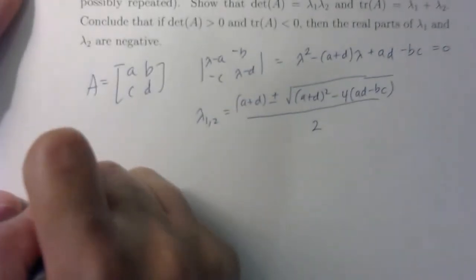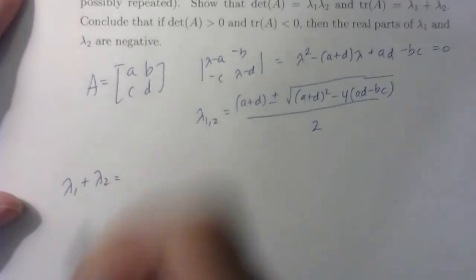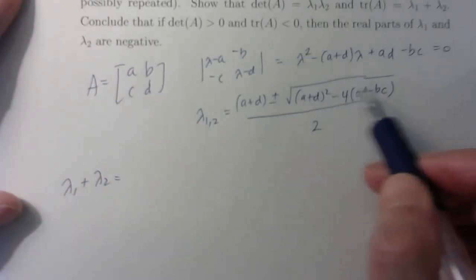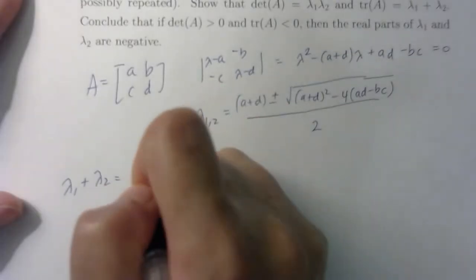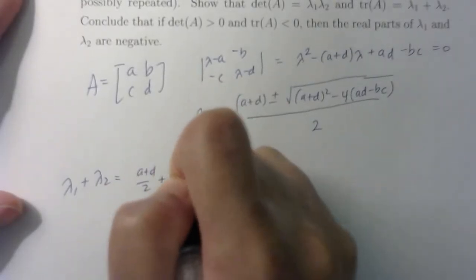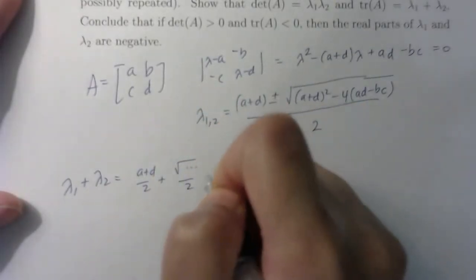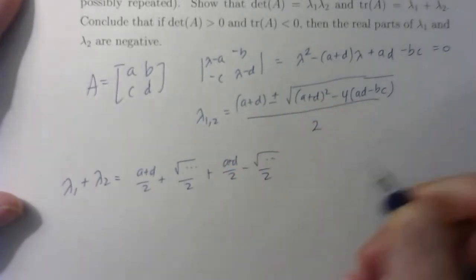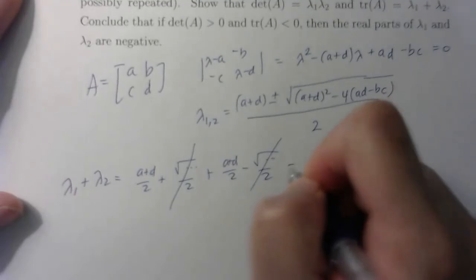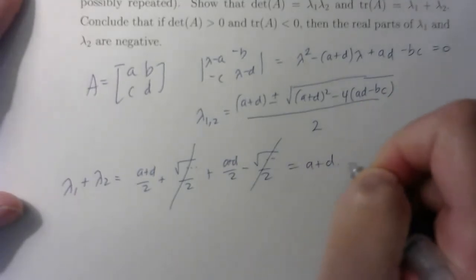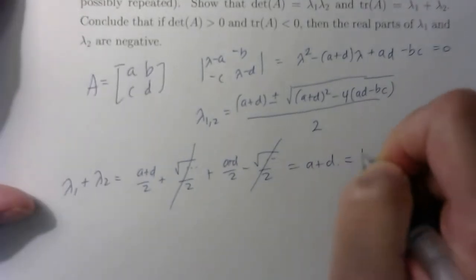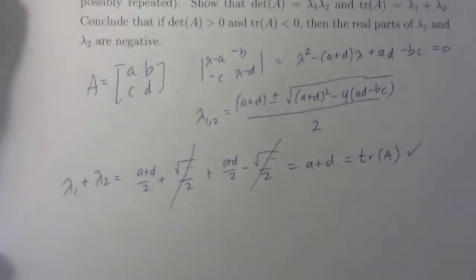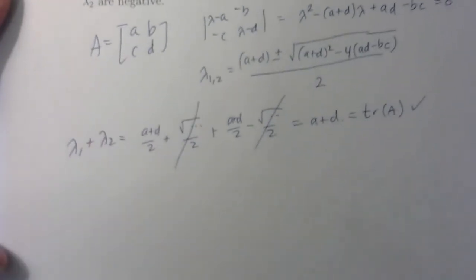Let's consider the first thing. What's lambda 1 plus lambda 2? All the stuff under the radical, we have the positive and then we also have the negative, right? We have (A plus D) over 2 plus some radical junk over 2, plus (A plus D) over 2 minus some radical junk over 2. So these cancel and I just get A plus D. What's A plus D? It's the trace. Easy, right?